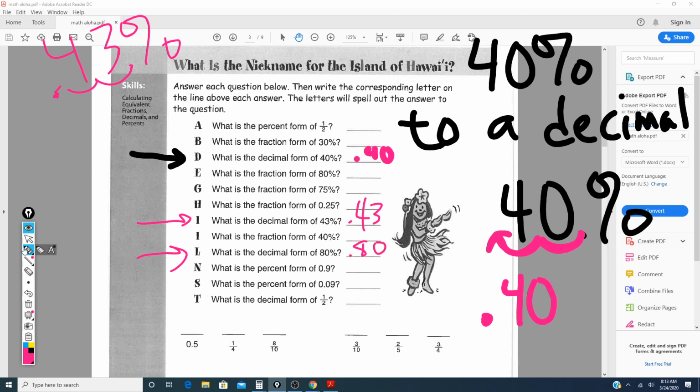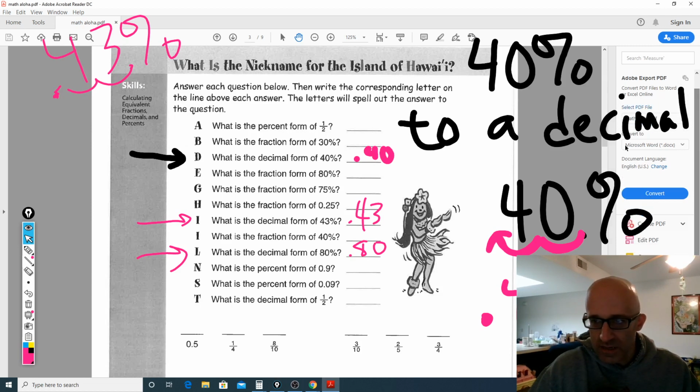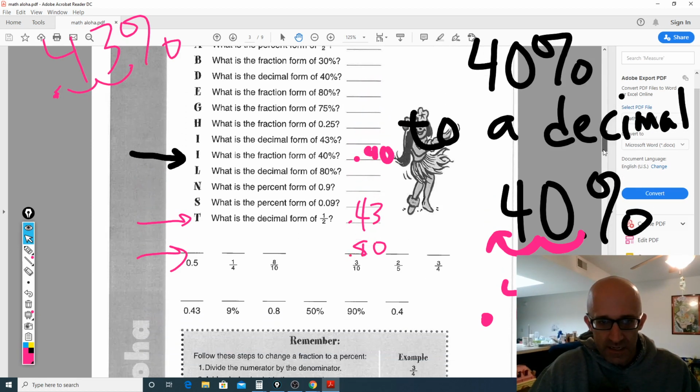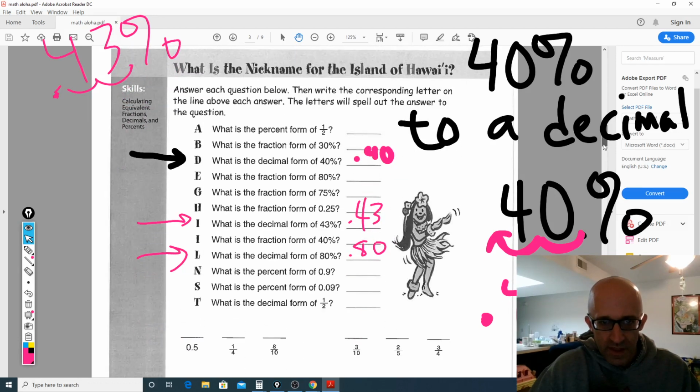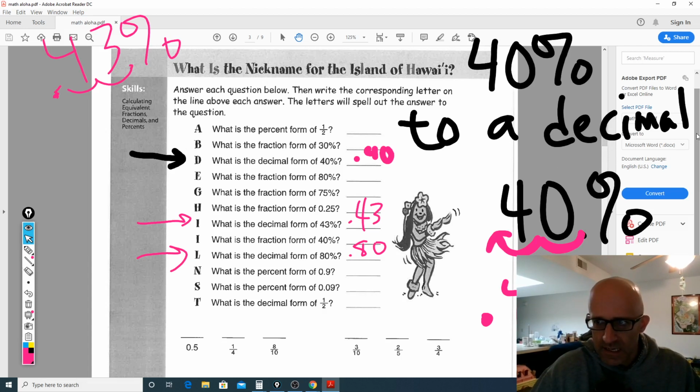And as you see with the way we are doing this, the question is asking what's the nickname for the island of Hawaii? These nice little packets have puns and riddles and all this kind of good stuff. It has you fill out a nice little thing at the bottom. Let's scroll down a little bit. If the decimal form is 0.40, it would have the letter D.